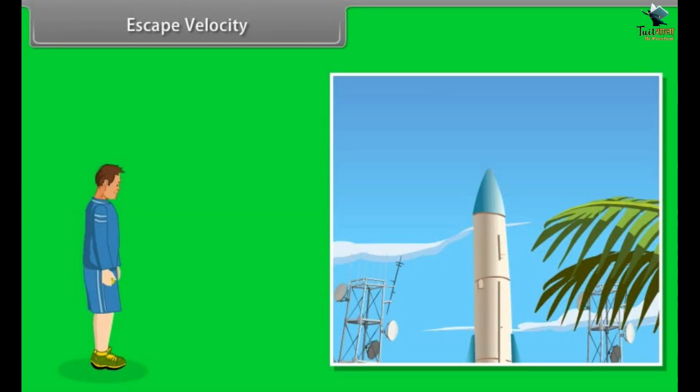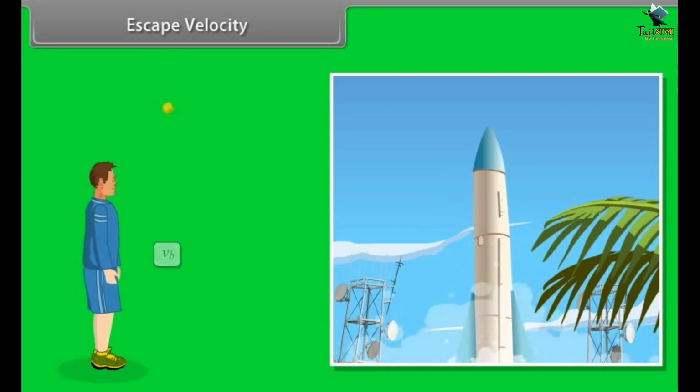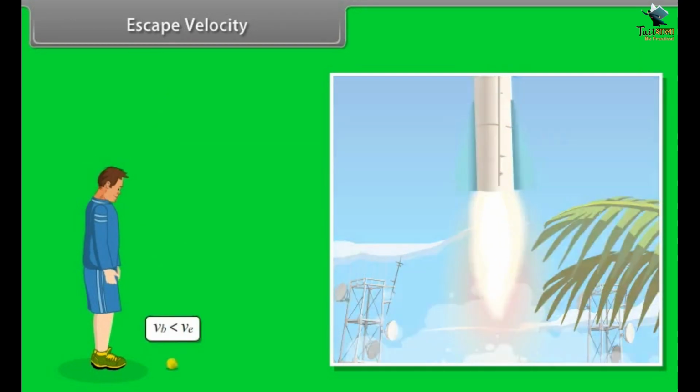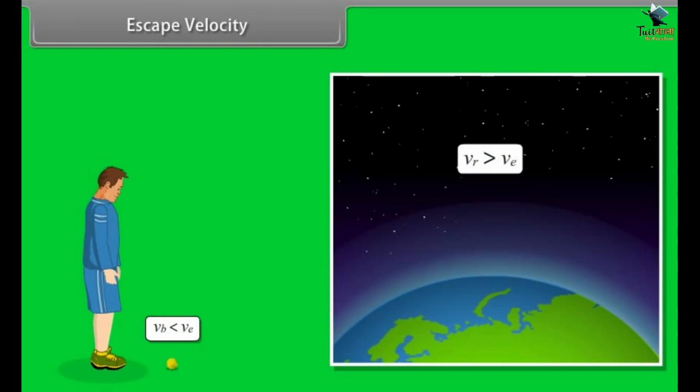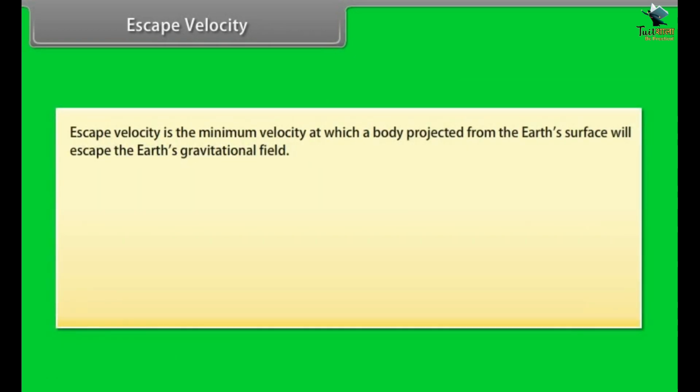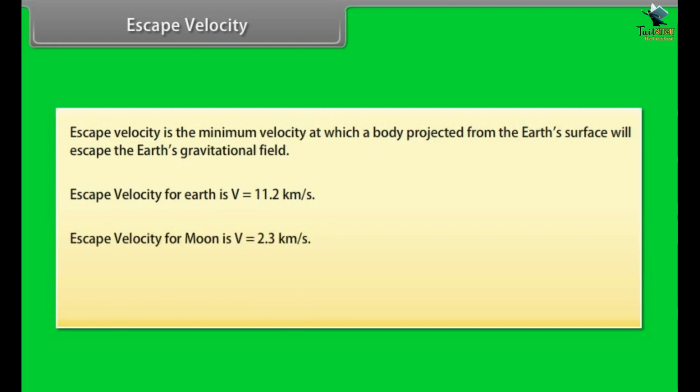Escape velocity. Can we throw an object with such high initial speed that it does not fall back to the Earth? Yes. If we throw an object with escape velocity, it does not fall back to the Earth. Escape velocity is the minimum velocity at which a body projected from the Earth's surface will escape the Earth's gravitational field. Escape velocity for the Earth is v is equal to 11.2 km per second. Escape velocity for Moon is v is equal to 2.3 km per second.